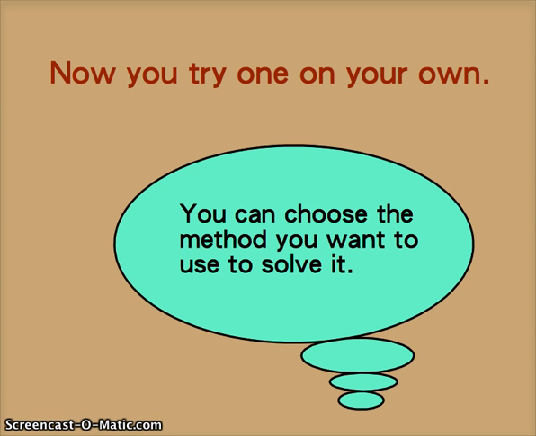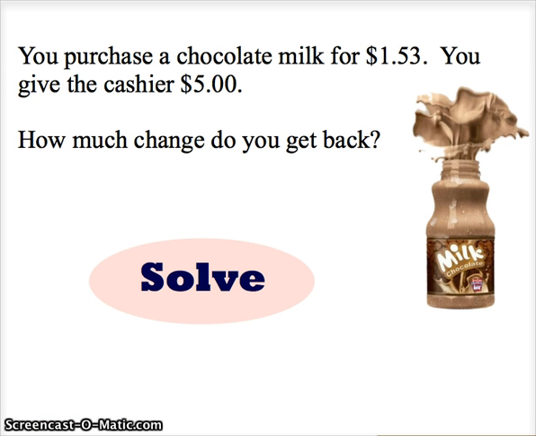Now you try one on your own, and you write it down on your WSQ paper, and bring it back to school tomorrow, and we'll check if you're right. You can choose one of the 3 methods to solve it. You don't have to use all 3. So choose which method you like the best. It says you purchased a chocolate milk for $1.53. You give the cashier $5. How much change do you get back?